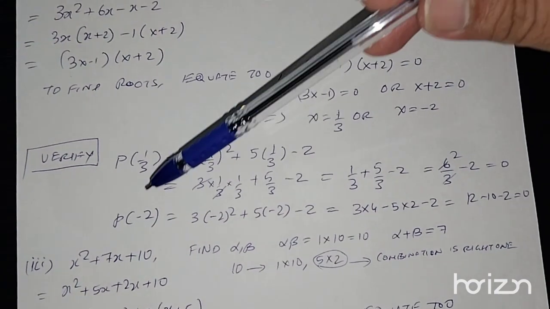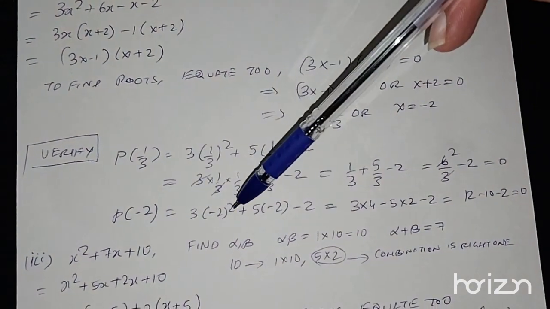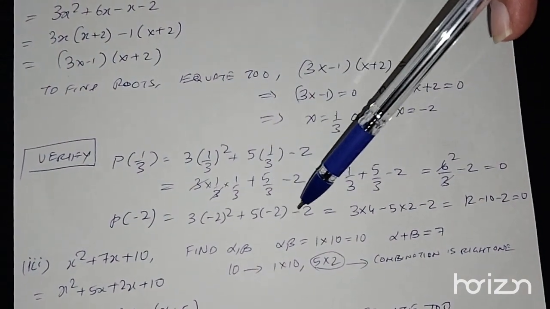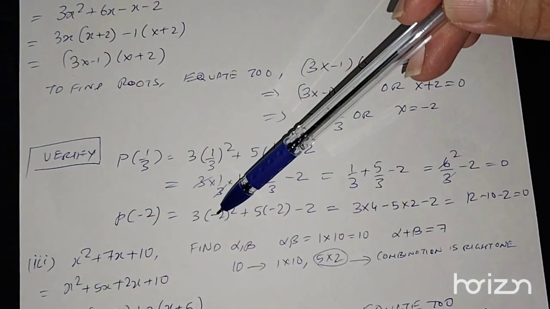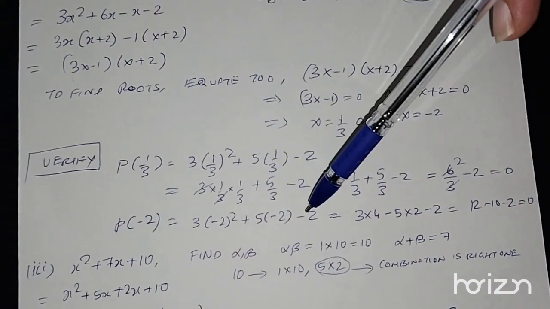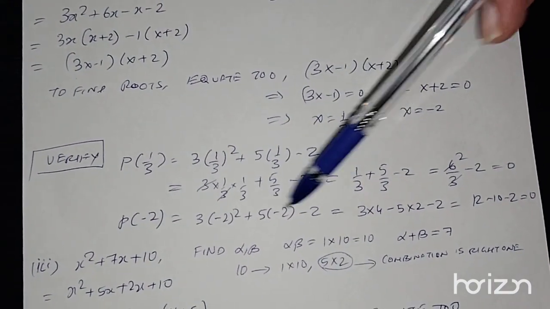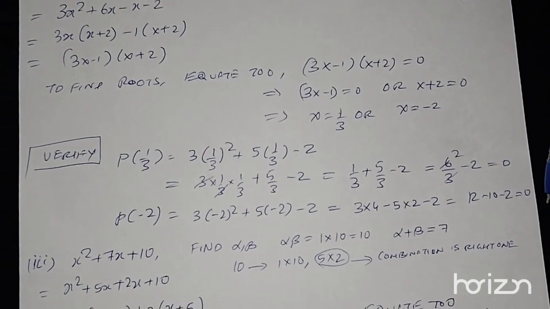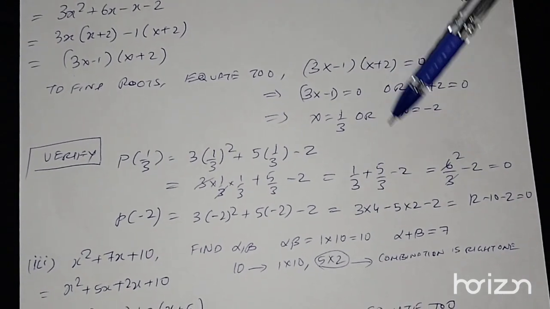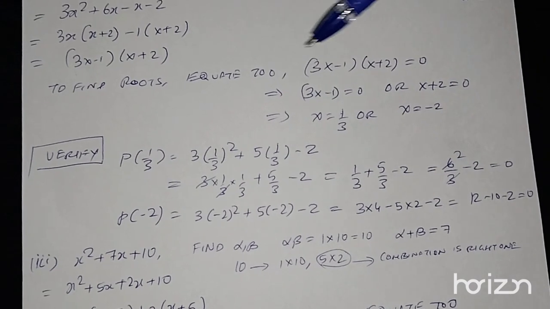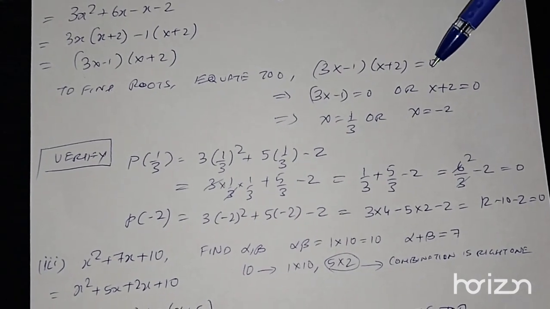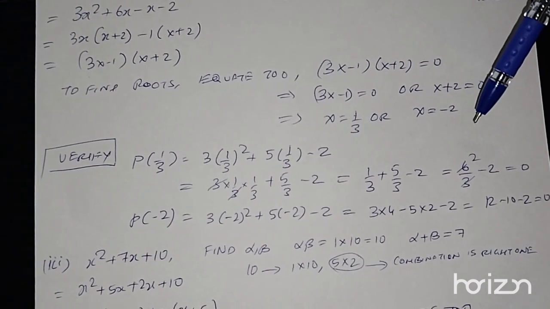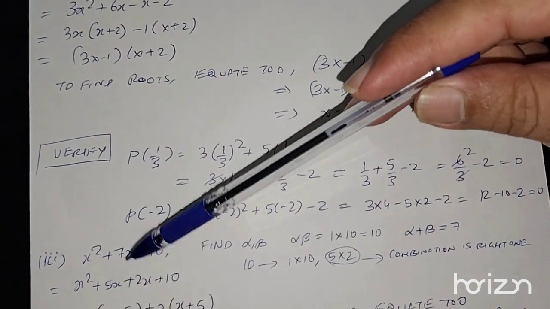So that is verified. What about minus 2? P of minus 2 is 3 of minus 2 whole squared, plus 5 into minus 2, minus 2. So minus 2 whole squared, you'll get 4. 3 4s are 12. 12 minus 10 is 2, minus 2, you'll get 0. Okay, so like this, again you have done the inspection, you have factorized it, you have equated it to 0, and you have found the roots. Okay, let's take the next example.